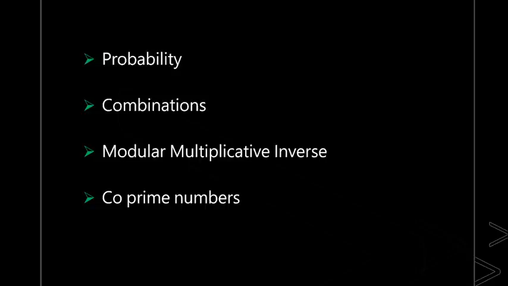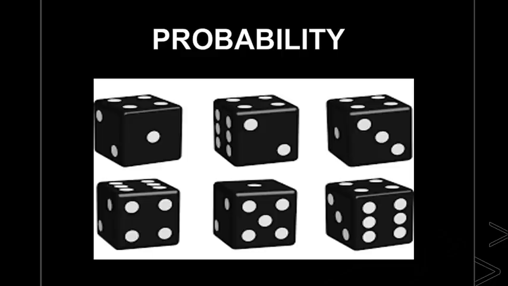So we'll see what probability is and how to calculate it. Similarly, what a combination is and how to calculate it. We'll just learn the basics, and after knowing the basics, once again you take a look at the question, and you'll be able to understand it. So first, starting with probability.